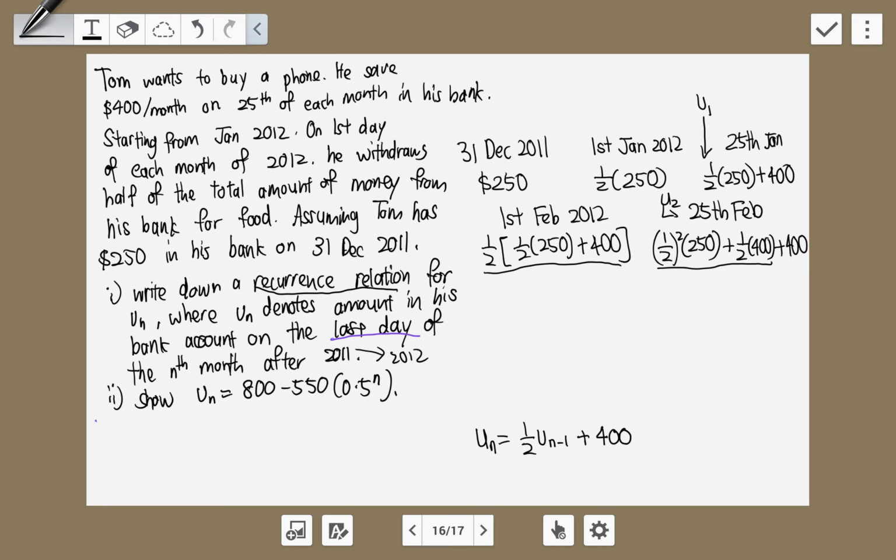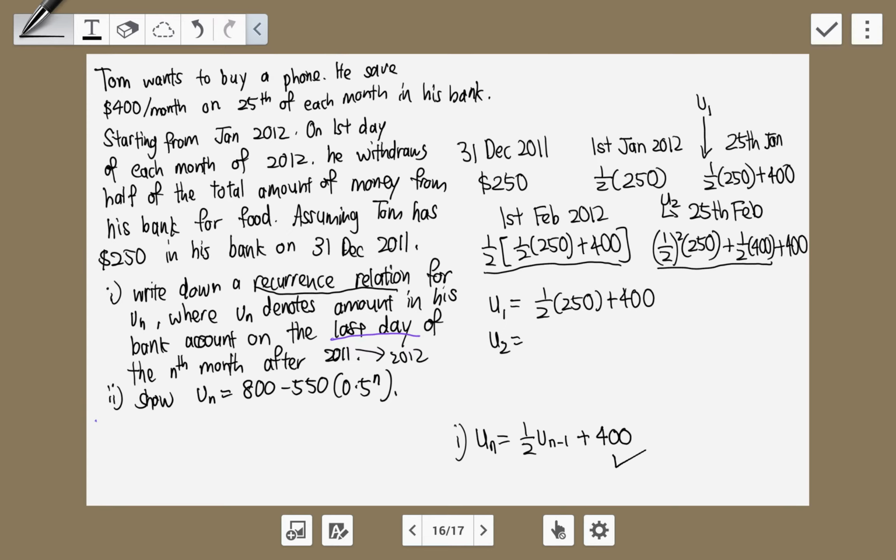Okay, so if this is my Un, there are a few ways to get this. One of them is the forward substitution method, the other is the backward substitution method. How do I do the forward substitution method? It is based on this. Because I know my U1 is this, U1 equals half times 250 plus 400. Then my U2 would be using this recurrence relation.